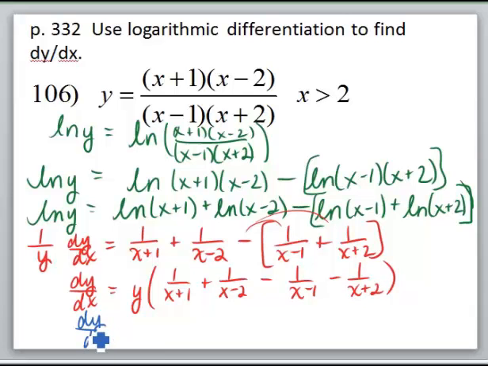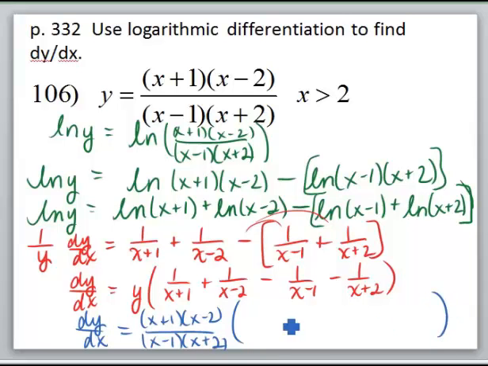We should substitute back in for y, what y is equal to, which is this whole amount. So I have x plus 1 times x minus 2 all over x minus 1 times x plus 2, all times 1 over x plus 1 plus 1 over x minus 2 minus 1 over x minus 1 minus 1 over x plus 2. And that would be my final solution there in the blue.